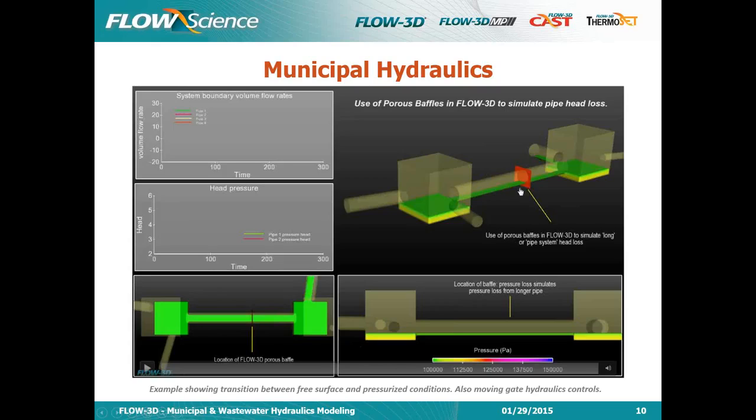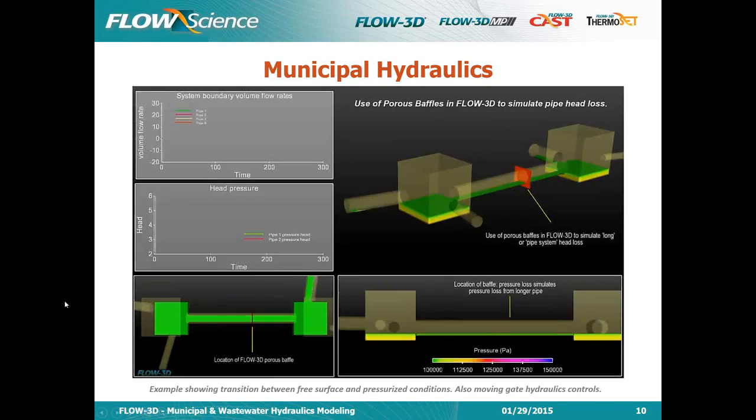Now, in reality, pipes between reservoirs might be quite long, kilometers sometimes. So in Flow3D, instead of modeling the whole extent of the pipe, we take a shortcut and simply add what's called a baffle, porous baffle element, which in effect creates a porous element, but which has a drag coefficient, so that we can assign a pressure loss across the section.